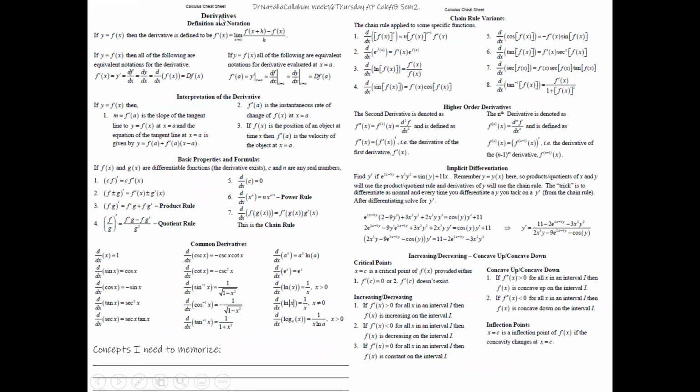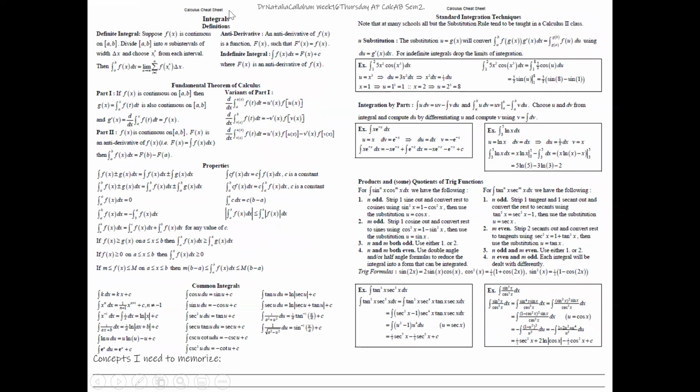Then we started Unit 2, which went on to derivatives and the different variations and techniques of simplifying derivatives. It goes into implicit differentiation, the common derivatives that you do need to memorize, increasing, decreasing with concavity and critical points. Then we went into the extrema, which is the first and second derivative test, mean value theorem, and also Rolle's theorem. Then we talked about related rates, which I will have to go over another question that involves related rates on your free response questions.